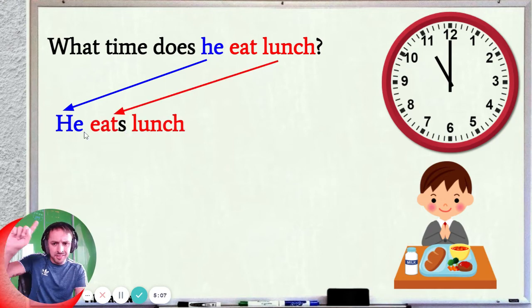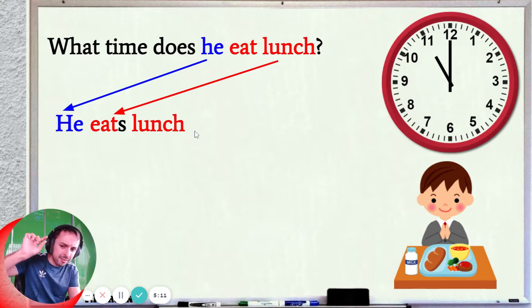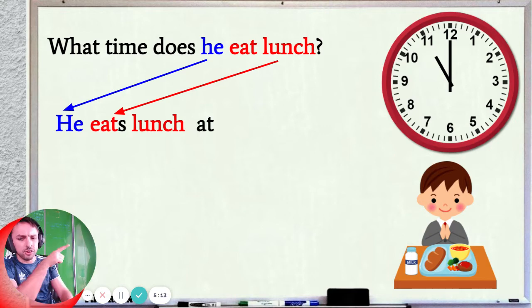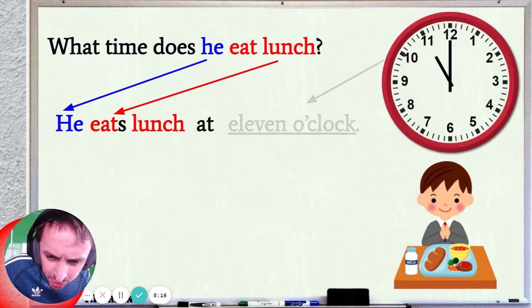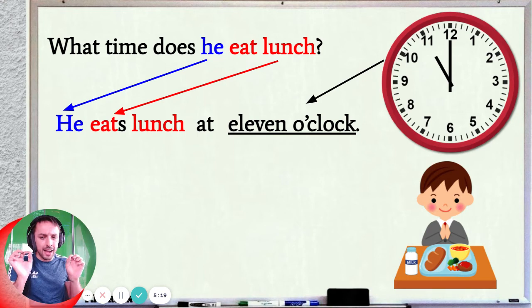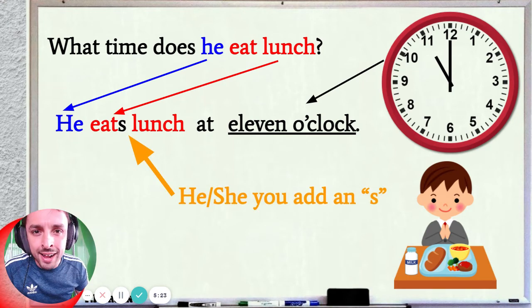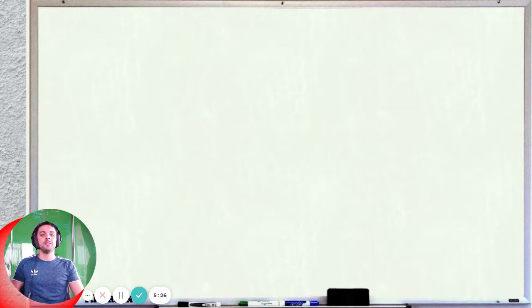Eats lunch. Remember the S. He or she, you add an S. He eats lunch, and then the small word: at. He eats lunch at what time? He eats lunch at 11 o'clock. Okay, remember, he or she, you add an S.